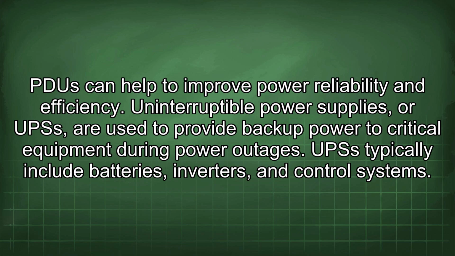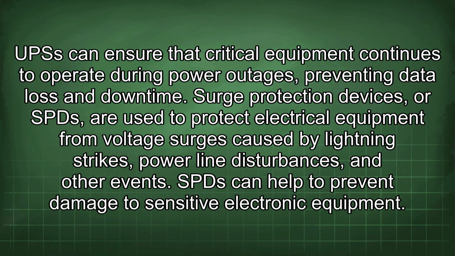Uninterruptible power supplies, or UPSs, are used to provide backup power to critical equipment during power outages. UPSs typically include batteries, inverters, and control systems. UPSs can ensure that critical equipment continues to operate during power outages, preventing data loss and downtime.